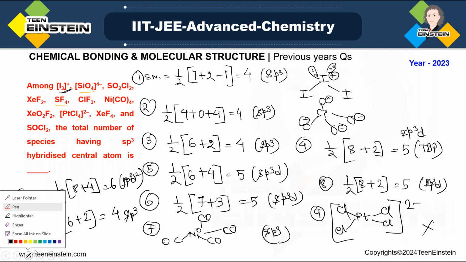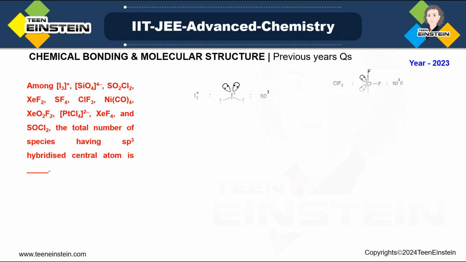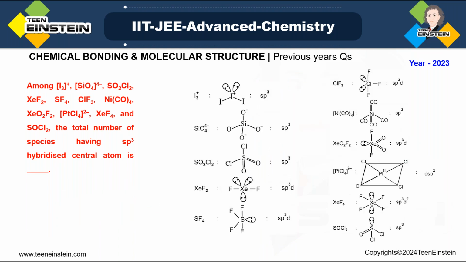Now we will see in total how many species we are getting as sp3. 1, 2, 3, 4, then 5. So in total 5 species have a central atom with sp3 hybridization. So now we have all the answers, and all the structures you can also see here. So this is 1, 2, 3, 4 and the last one. Fine.